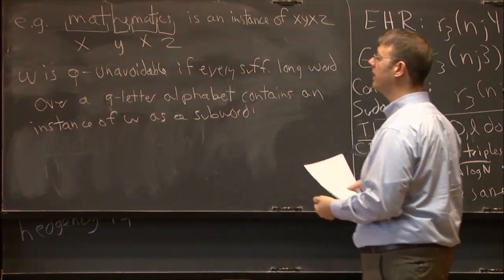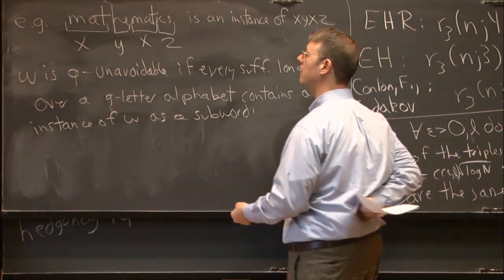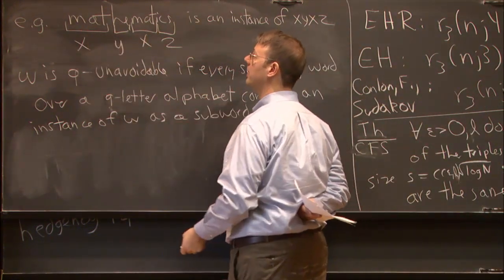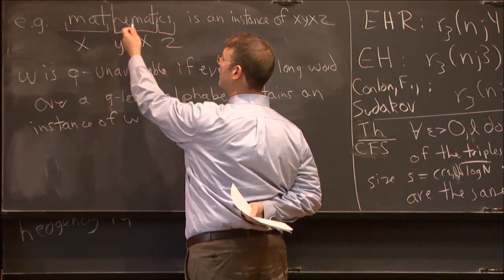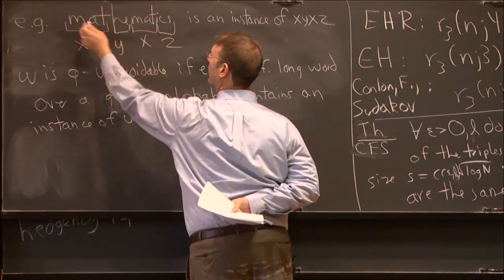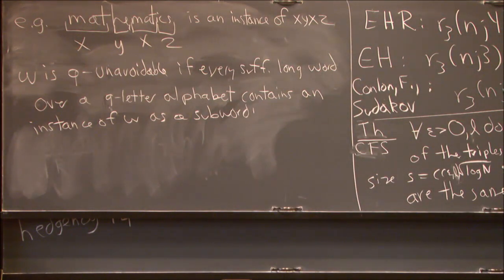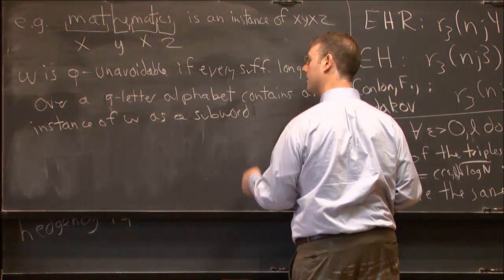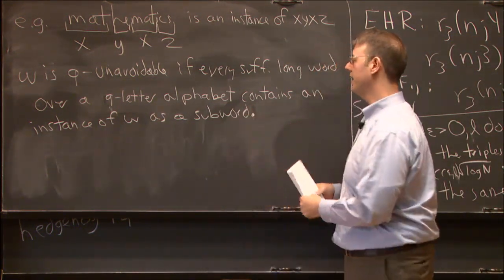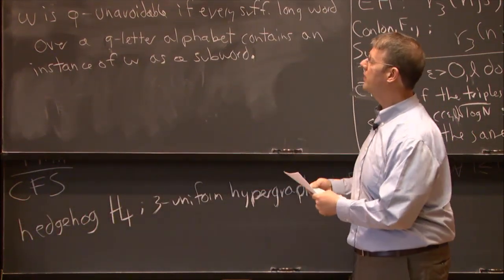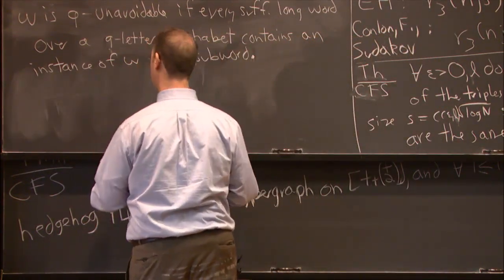And by a subword, we mean an interval, so some interval of letters. So athemat is a subword of mathematics. It has to really be an interval of letters. You can't just take a subsequence. And you should get an instance as a subword. OK, so that's Q unavoidable. Otherwise, it is Q avoidable.